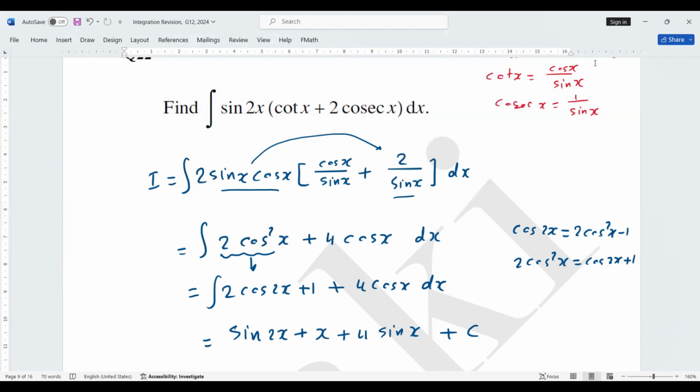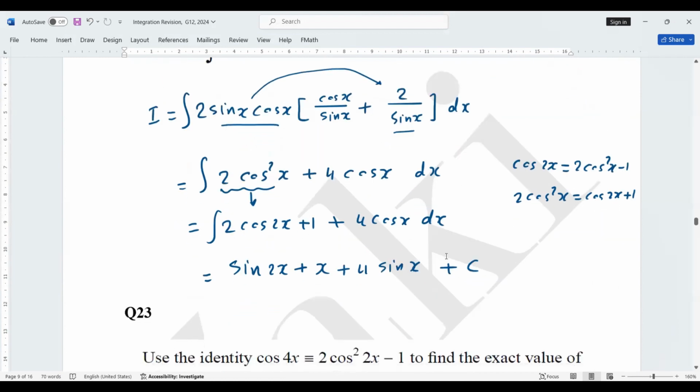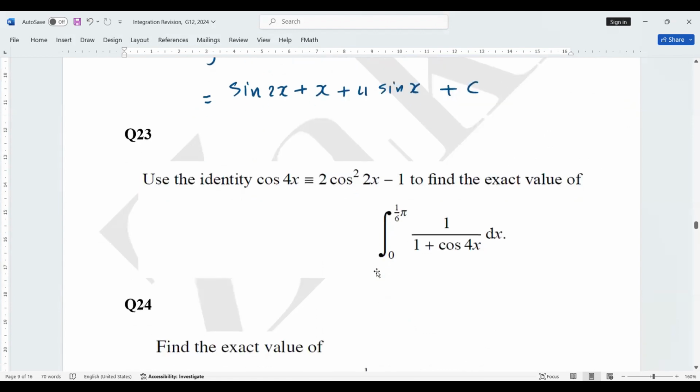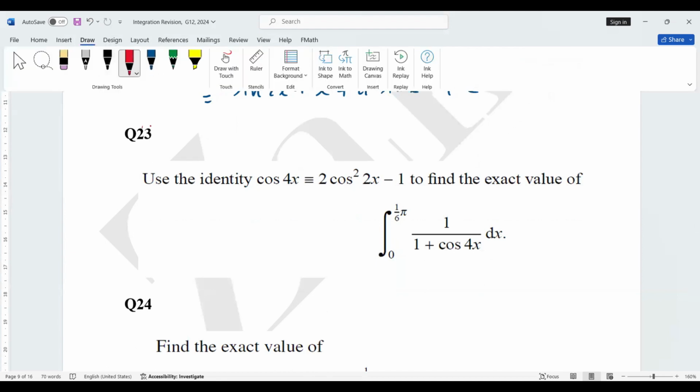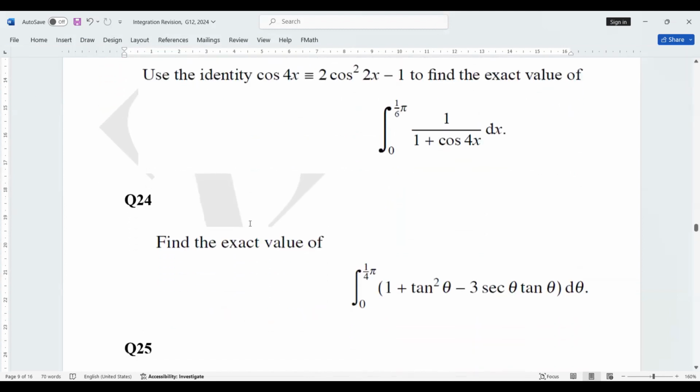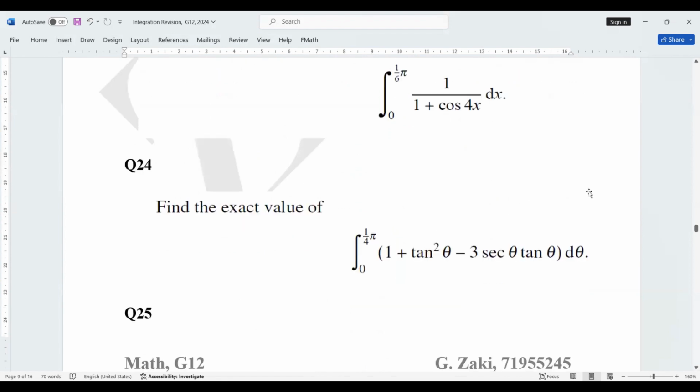Okay, guys? Any problem? Okay, use the identity cosine 4 to find the exact value. Okay, I keep this as homework for you. If you have any doubt, you can send me, and I will send you the full answer. So this one will be homework for you because we need to cover in the lesson all the topics of integration. Find the exact value also. It's direct, no problem for this. So you can do it.